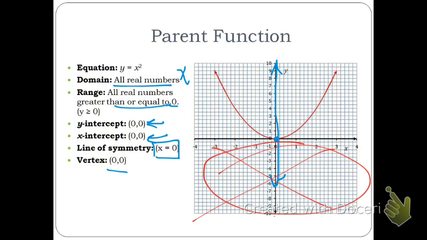It's important to note on the parent function, the x and y intercept is only 1 point. Just like on linear equations, when we had an x or a y intercept, it was only 1 point. We're going to see something change when we go away from this parent function.